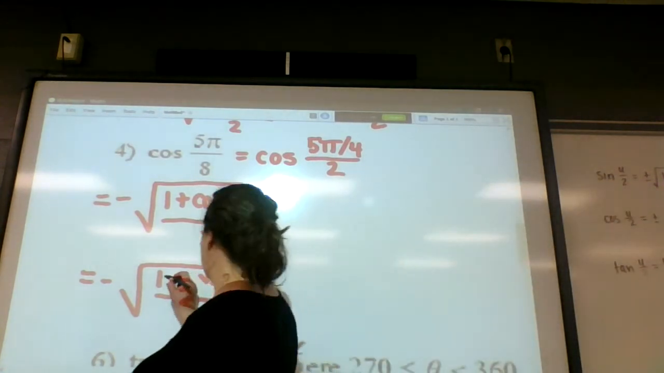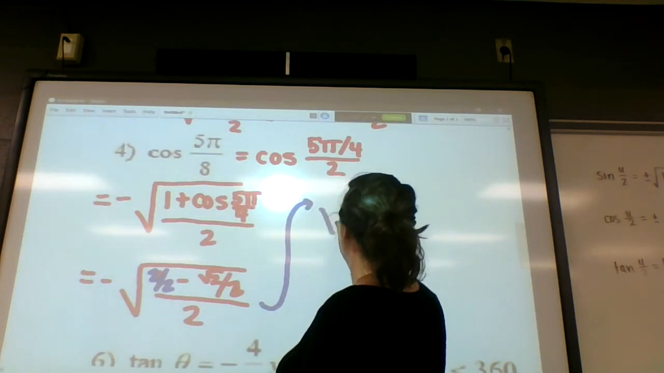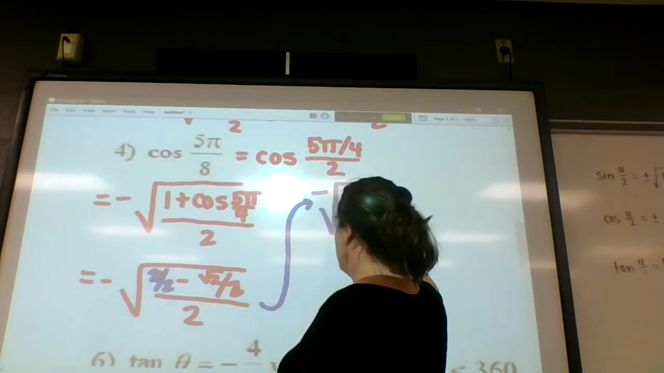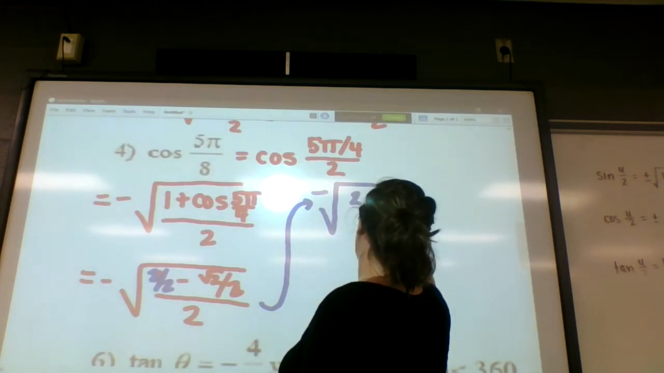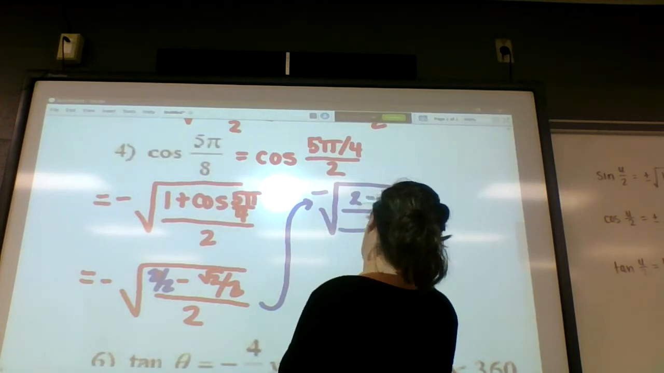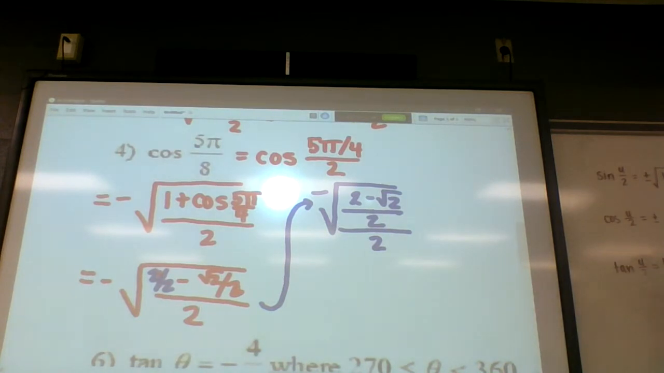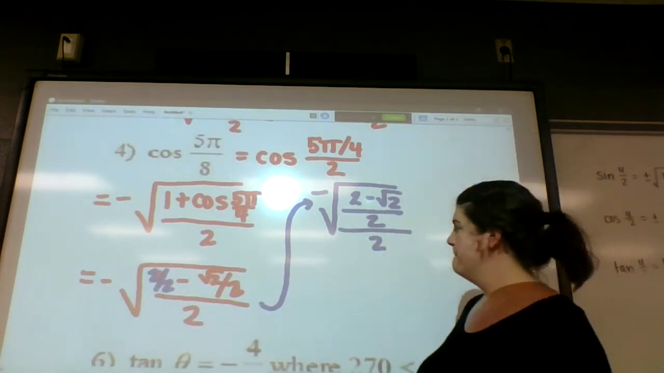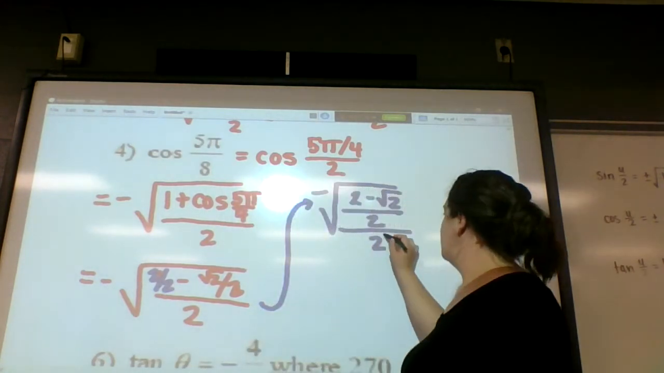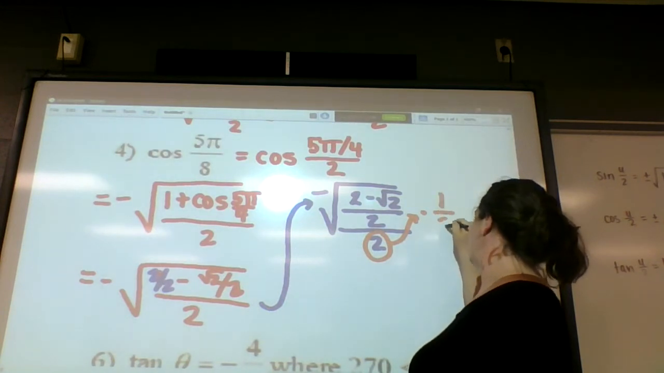So this 1 we'll write as 2 over 2, which I can now put the numerator together. So it's 2 minus the square root of 2, all over 2. And then that is all over 2. And don't forget that in front of your square root, you do have to have a negative, right? And then the 2 in the bottom will flip and multiply. So we're going to multiply by, instead of 2 over 1, 1 over 2.